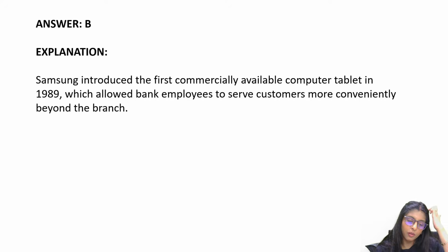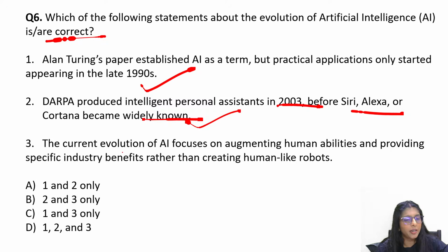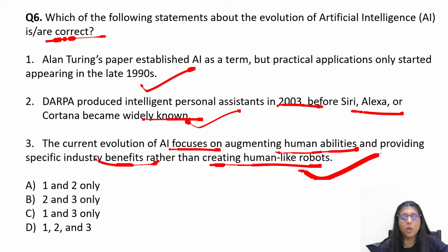Okay. Which of the following statements about the evolution of artificial intelligence are correct? Alan Turing's paper established AI as a term, but practical applications only started appearing in the late 1990s. Yes, correct. DARPA produced an intelligent personal assistant in 2003, before Siri, Alexa, or Cortana became widely known. It's correct. The current evolution of AI focuses on augmenting human abilities and providing specific industry benefits rather than creating human-like robots. It's correct. So option D is the right answer.